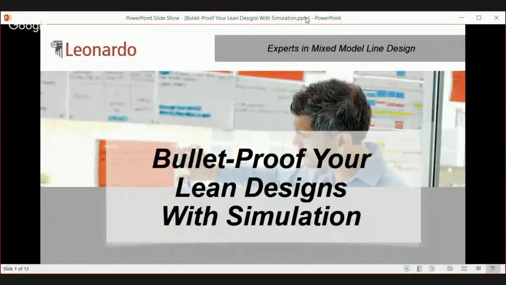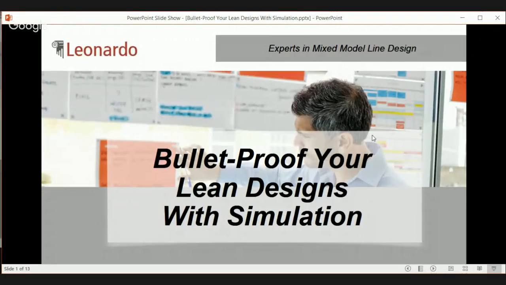And we'll get started. So here we are, and let's get going. Bulletproof your lean designs with simulation. The reason this topic is so important is that with lean designs, especially when we talk about mixed model line designs, there's this opportunity for things to go wrong. And you don't want them to go wrong once you've actually implemented your idea. Because sometimes they're quick and easy to fix, and many times they're not. Many times they're bigger projects, and you don't want to have to be Kaizening your line design after it's already in place, because that's clearly embarrassing and also the most expensive time to do that.